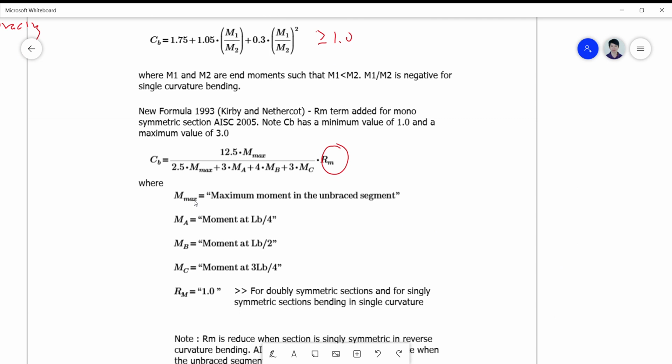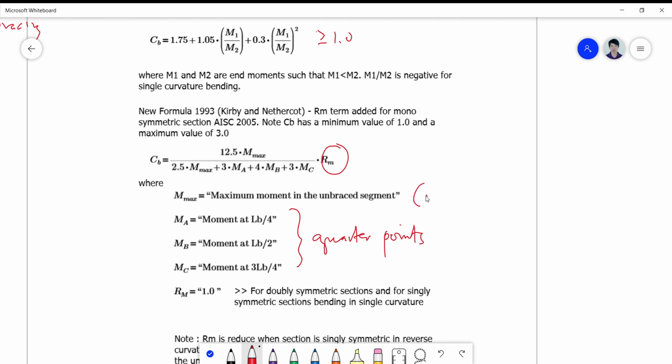Okay, so all the moments here are actually derived from the moment gradient or the moment graph. We need the moments at the 1/4 of your brace length, 1/2 of your brace length, and 3/4 of brace length. So these are computed at the quarter points. And of course, you have to choose the maximum of them. So we refer here to the absolute value of the moment. Okay, while here we only have two moments. Okay, so these are the end moments, where M1 is the lower moment and M2 is the bigger moment.